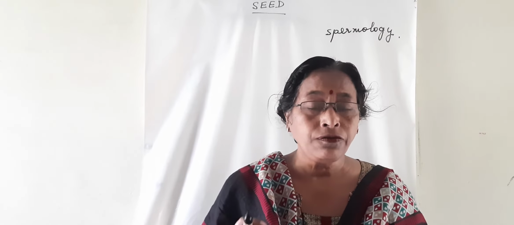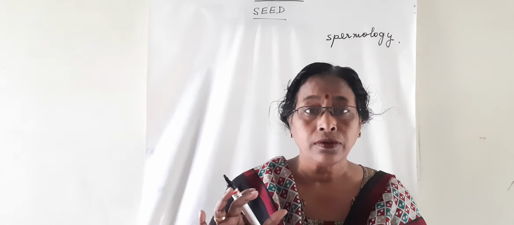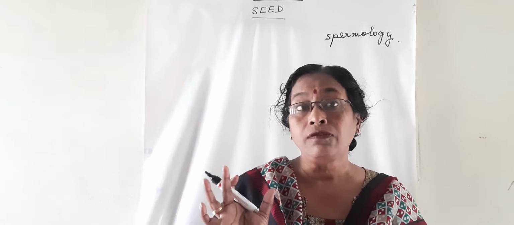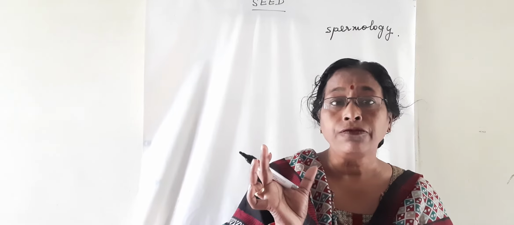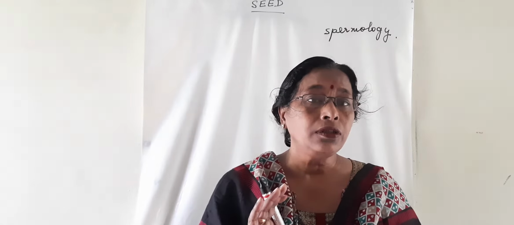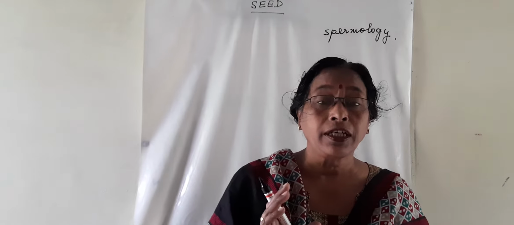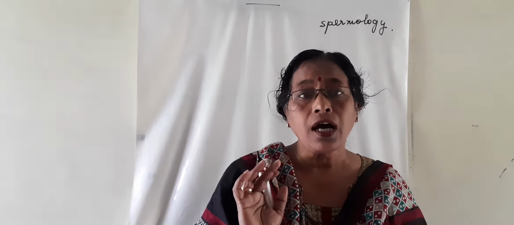During the development of the embryo sac, we saw the two integuments. The outer layer of the seed develops into testa. Outer layer means the first integument. The second integument develops into tegmen, which is fused with the testa. Testa is a hard covering.